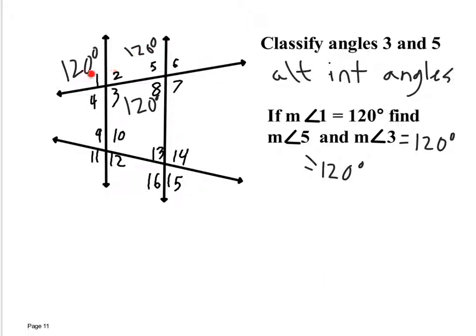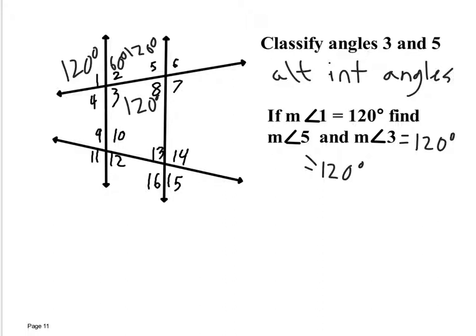What about angle 2? Does anyone know what angle 2 would be, or at least how I would find angle 2? Two is supplementary to angle 1. What does supplementary add up to? 180. So how can I find angle 2? Subtract 120 from 180. What is 180 minus 120? 60. So I know what 2 is.